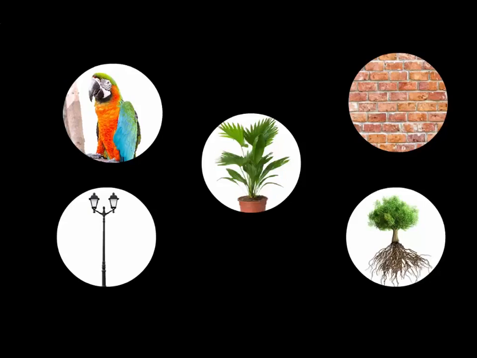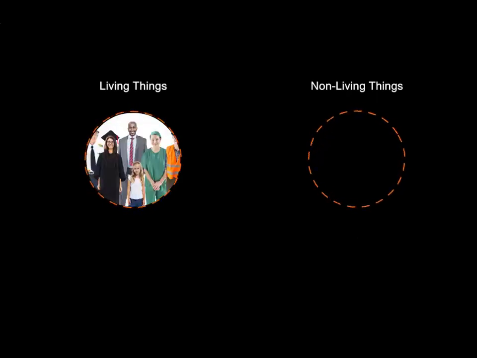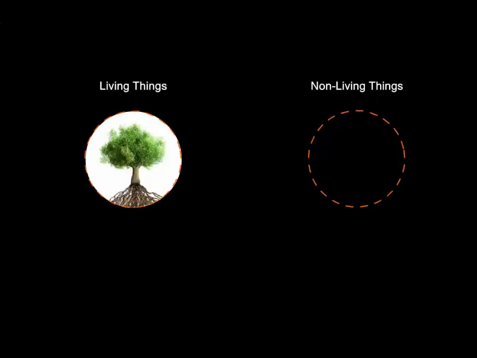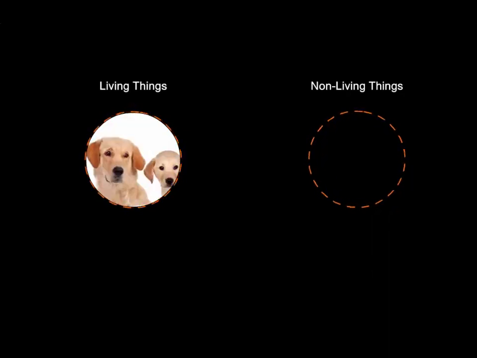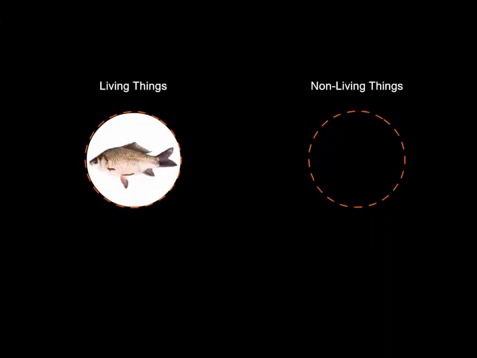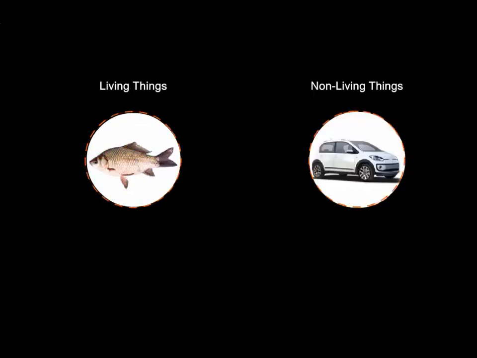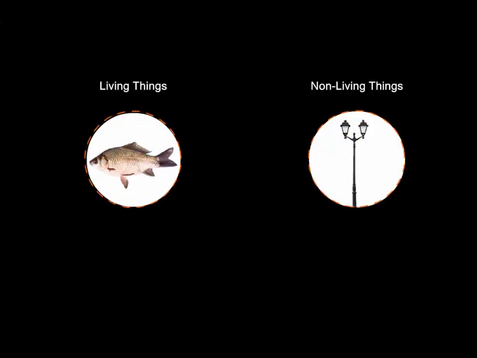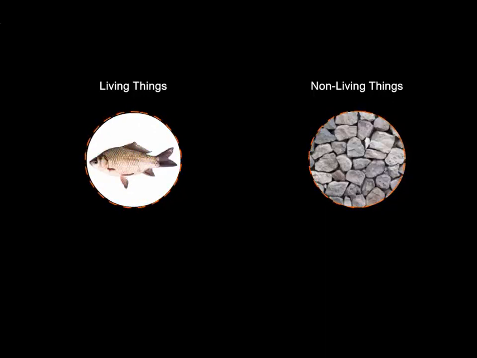Features of living things. These are some of the things you see around you. All the things around you can be put into two groups: living things and non-living things. People, horses, trees, plants, dogs, birds, and fish are some of the living things, whereas motor cars, walls, lampposts, stones, etc. are all non-living things. Let us now list out the features of living things with the help of an activity.